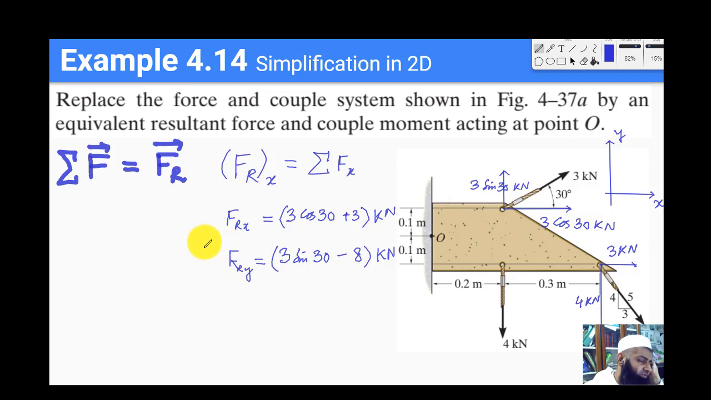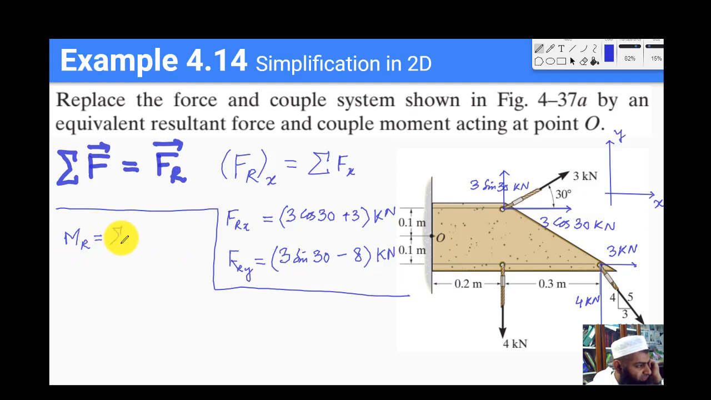The next step again is to find the resultant moment, and our rule that we studied before was that the resultant moment is equal to the sum of all the couple moments already acting on the system plus the sum of all the moments which are induced by moving the force around. Okay, so there aren't any couple moments acting on that body, so that means this term is 0. The only couple moments are the ones which are produced by moving the forces around to the point O.